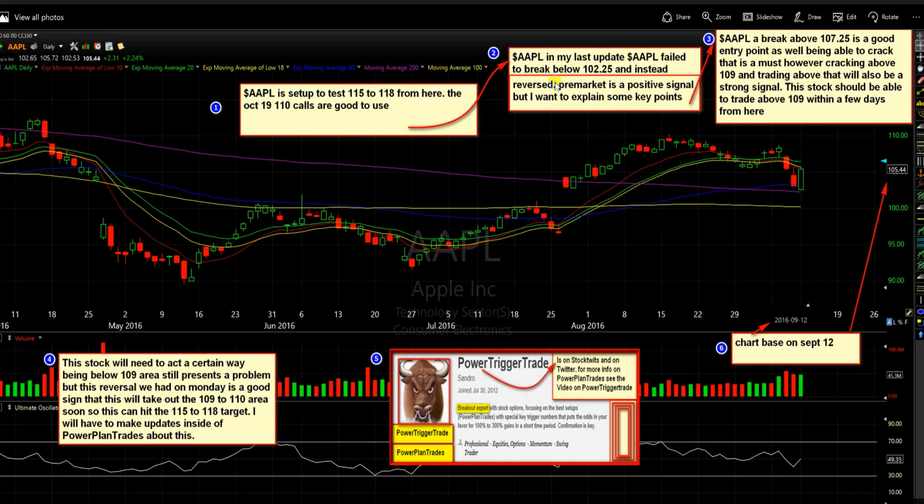I said that Apple in my last update failed to break below 102.25 and instead reversed, pre-market is a positive. So what happened is there was a strong pre-market action. I said Apple needs to break above 107.25, which is a good entry point, as well as being able to crack that. However, it also needs to be able to crack above 109, and trading above that will also be a strong signal.